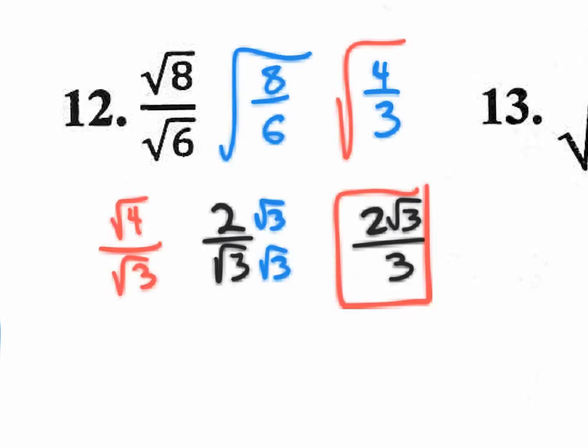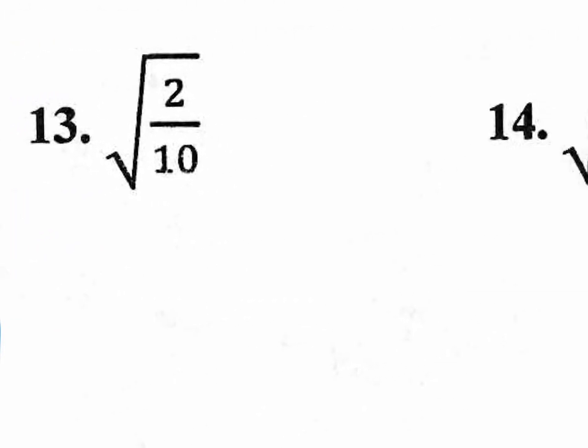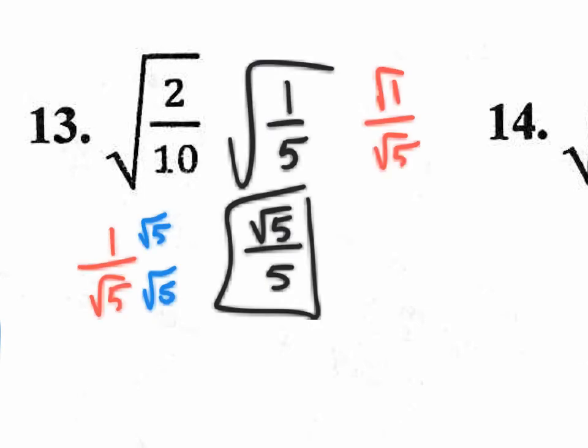To number 13. Right here, you could actually reduce 2 over 10. If you reduce 2 over 10, it'll become 1 over 5. And now that you have 1 over 5, you could split the root. So you have the square root of 1 over the square root of 5. And what is the square root of 1? That's simply 1. And the square root of 5, you can't do anything with it, but you can't leave it in the denominator. So you're going to multiply both top and bottom by what? The square root of 5. So when you multiply both top and bottom by the square root of 5, you'll get your final answer, the square root of 5 over 5. That's your final answer for number 13.